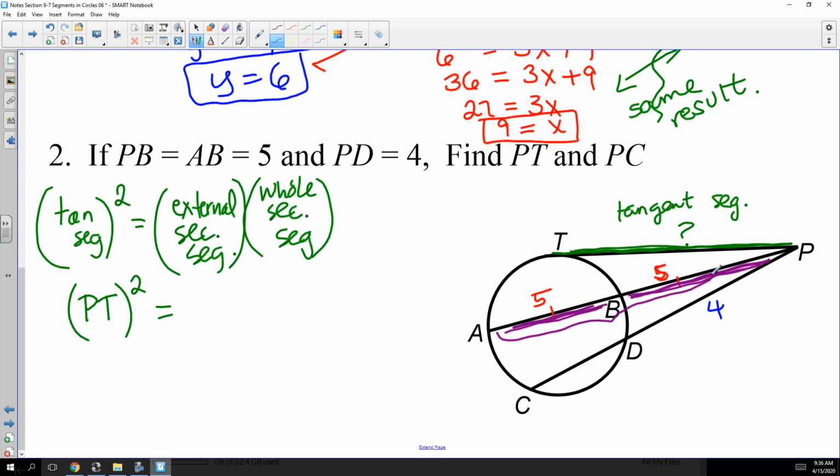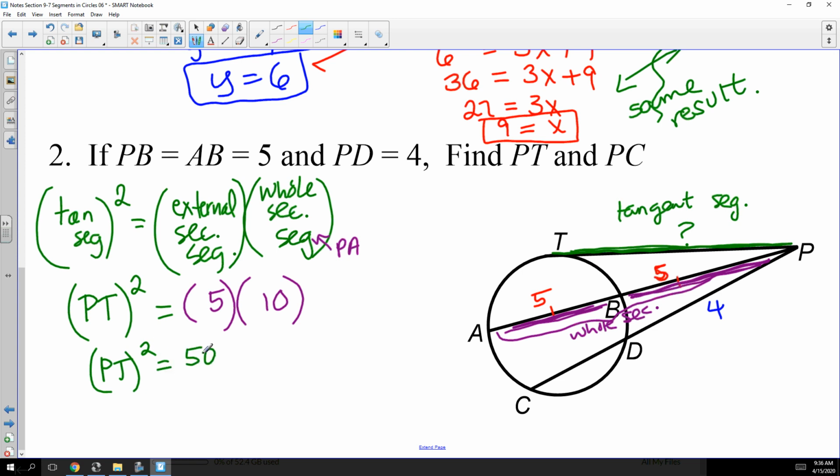And how much is the whole secant? That's always the hard part, is remembering that we have to do the whole secant, right, which is the length of AP. So the external part is 5, but the whole entire secant, PA, this is going to be 10. 5 plus 5. Got it? So PT squared is equal to 50. Now let's take the square root of each of those. I'm going to express this answer in exact form because it didn't really say. So PT is equal to 5 square root of 2.